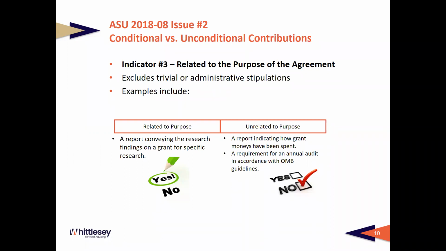In this case, it's more of an administrative stipulation, and it's not directly related to the purpose of the agreement. Whereas an example of an item related to the purpose would be that the nonprofit must provide a report conveying the research findings on a grant. That's a reporting requirement that is integral to the purpose of the grant.